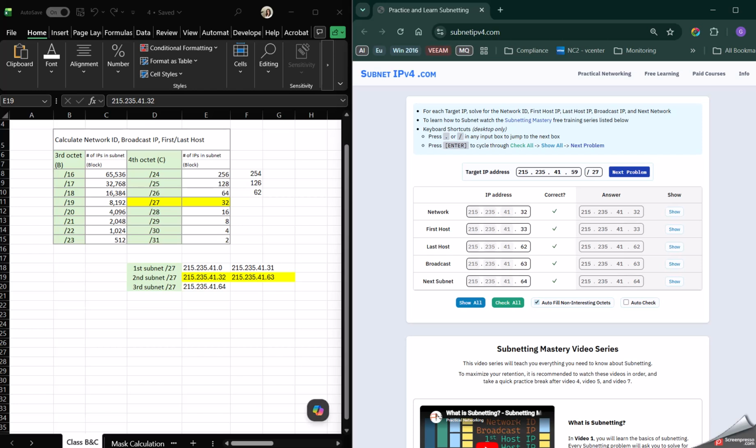I hope this is easy. Just take it slow and just remember that this table is going to show you how big the blocks are. I didn't practice this one. Let's stay with the fourth octet. That's too easy. Let's go /25.